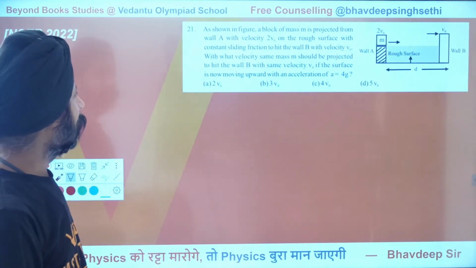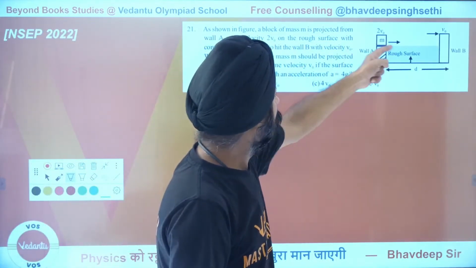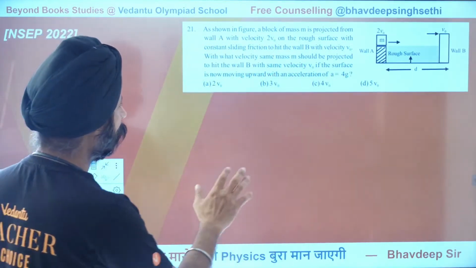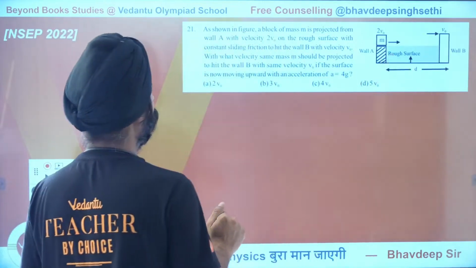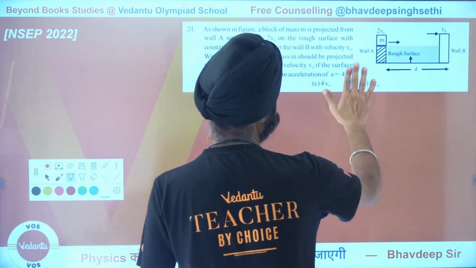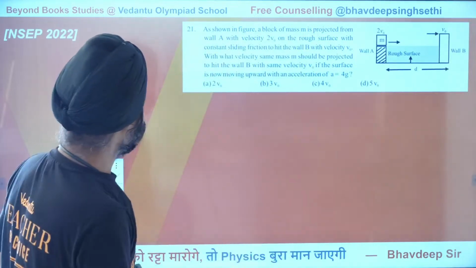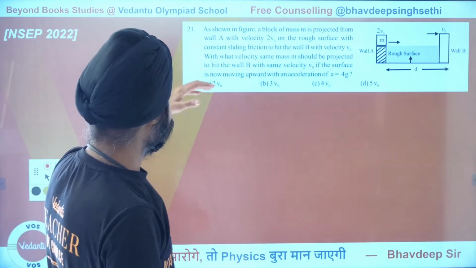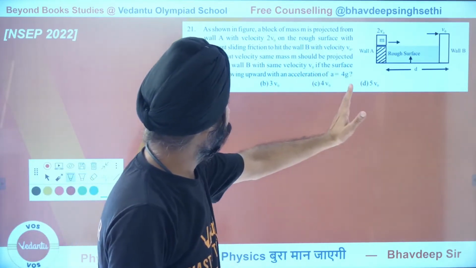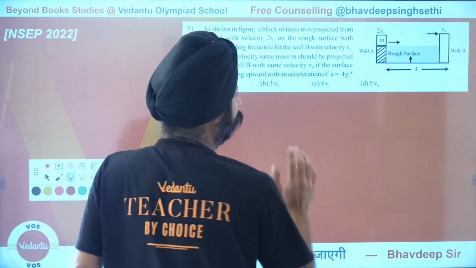As shown in the figure, a block of mass m is projected from a wall. So it is projected here with a velocity of 2v naught on a rough surface. This is a rough surface with a constant sliding friction to hit the wall B with velocity v naught. So it starts at 2v naught, stops there with v naught, right? Now they're saying with what velocity the same mass m should be projected to hit the wall B with the same velocity v naught if the surface is now moving up with acceleration 4g.